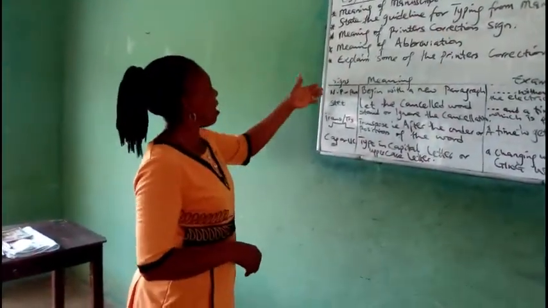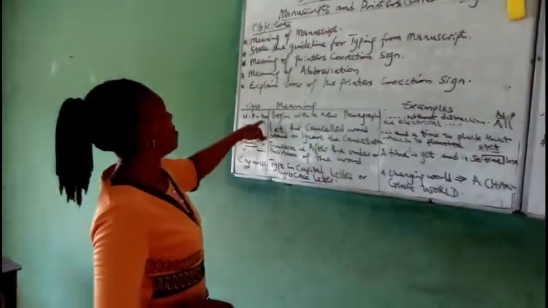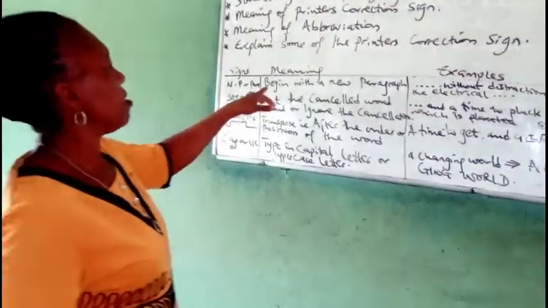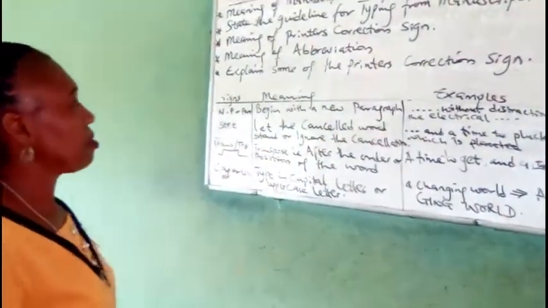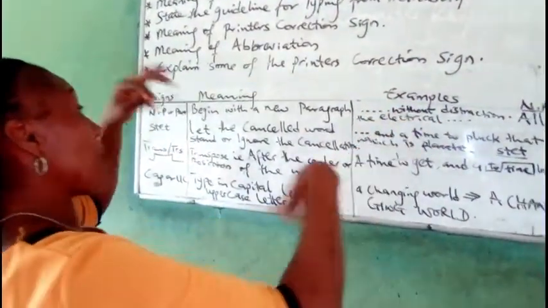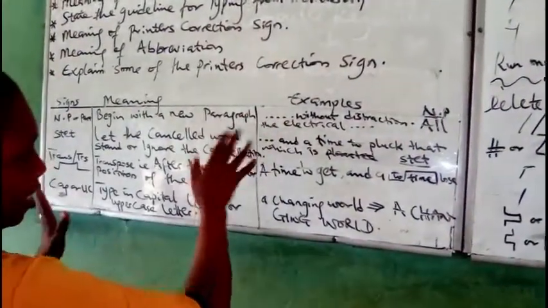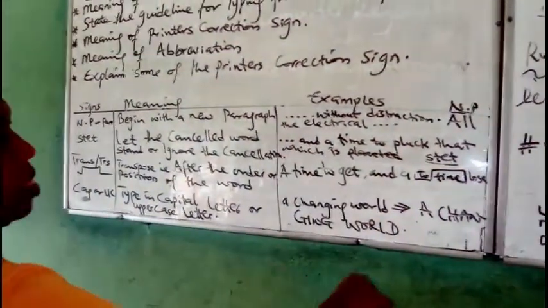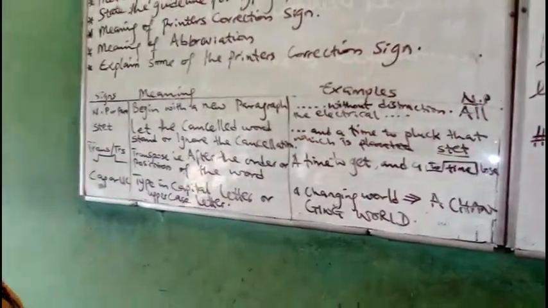Those signs are, one, we have NP. NP is a new para, meaning begin with a new paragraph. For example, I will state something that will help you. There are some sentences here which I didn't put. Without distraction, full stop. All the electrical, and so on.